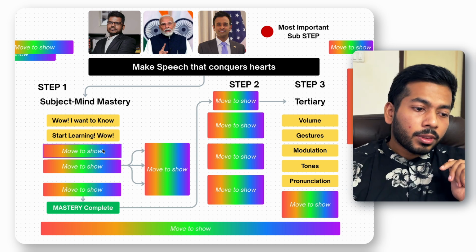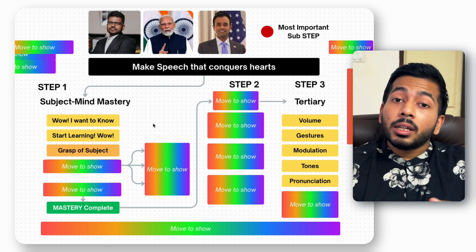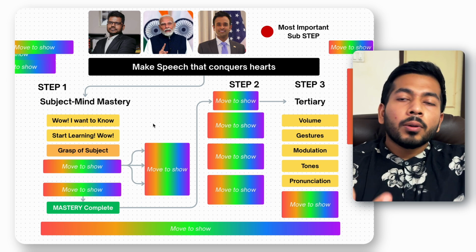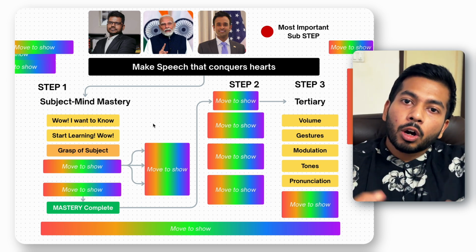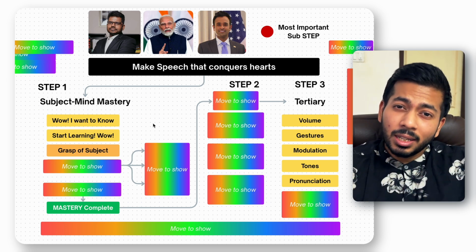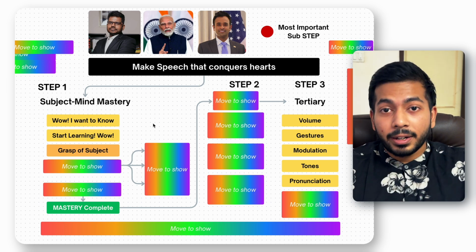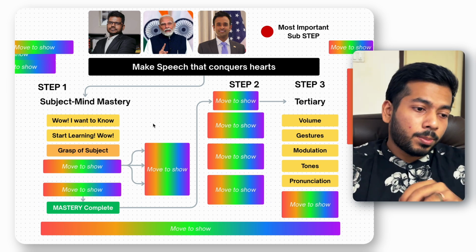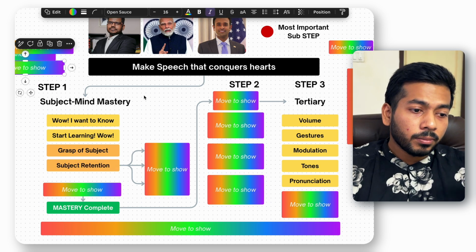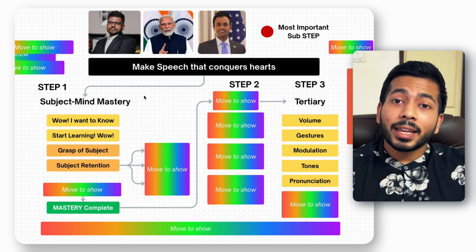That's the second thing. Third, you get a grasp of the subject. The more you learn about it, you get a grasp of that particular subject. Now, these are very simple things, but it's so important that it's underrated. You get a grasp of the subject. The next thing over here is subject retention.